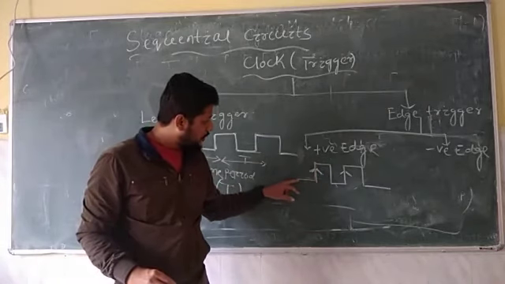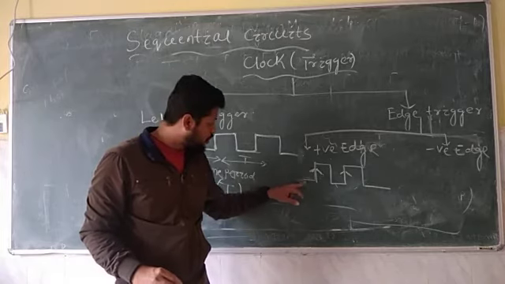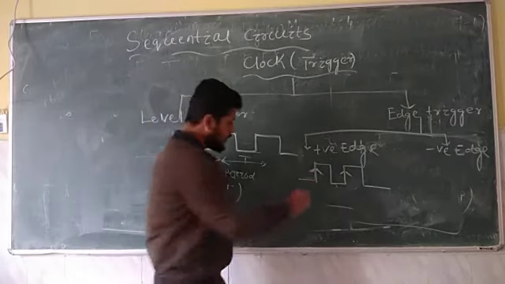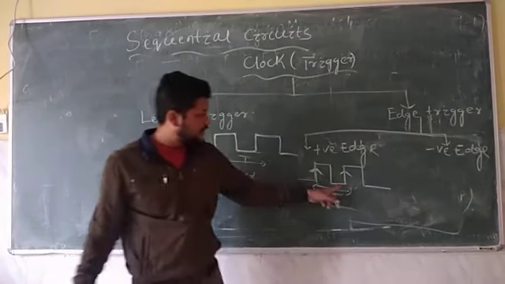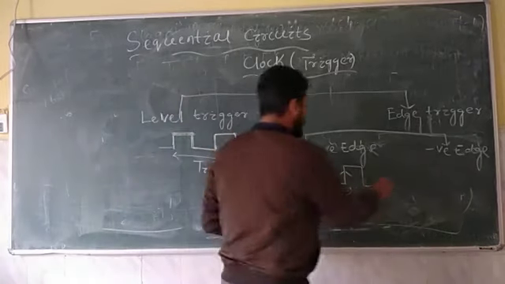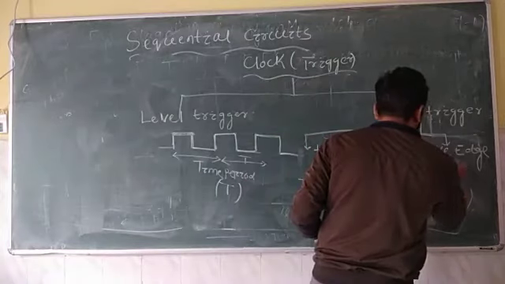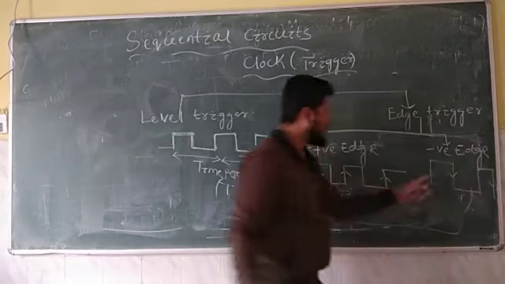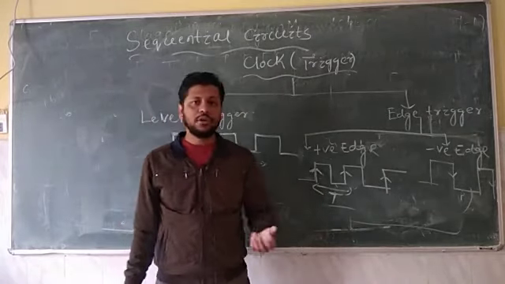Positive edge means when your pulse makes a transition from 0 to 1. This is your edge. Again this will be repeated here. So this is your time period. After this, here also your pulse makes a transition from 0 to 1. Again it will be like that. Similarly, you can understand the negative edge or trailing edge, when your pulse makes a transition from 1 to 0. At that instant only your circuit will respond.